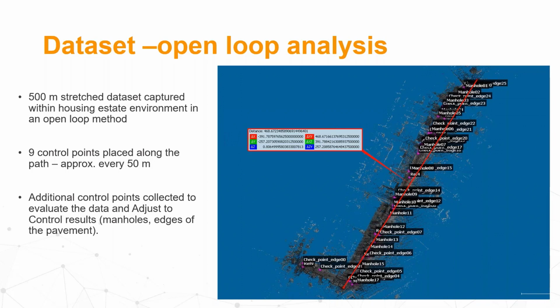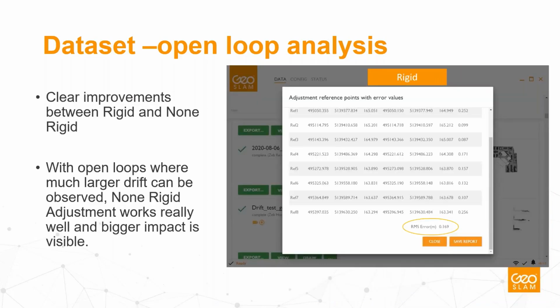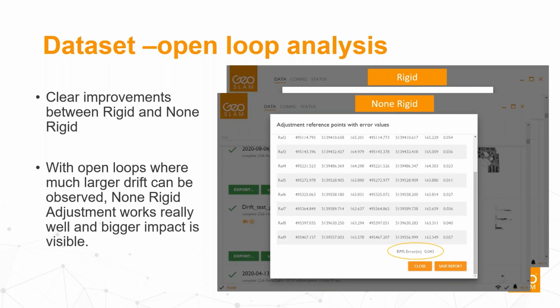So we have manholes, edges of the pathways marked during that capture. There is a clear improvement between rigid and non-rigid adjustment when calculating that data in Hub. We can see rigid results, we have around 17 centimeters, and non-rigid comes to 4 centimeters RMS.